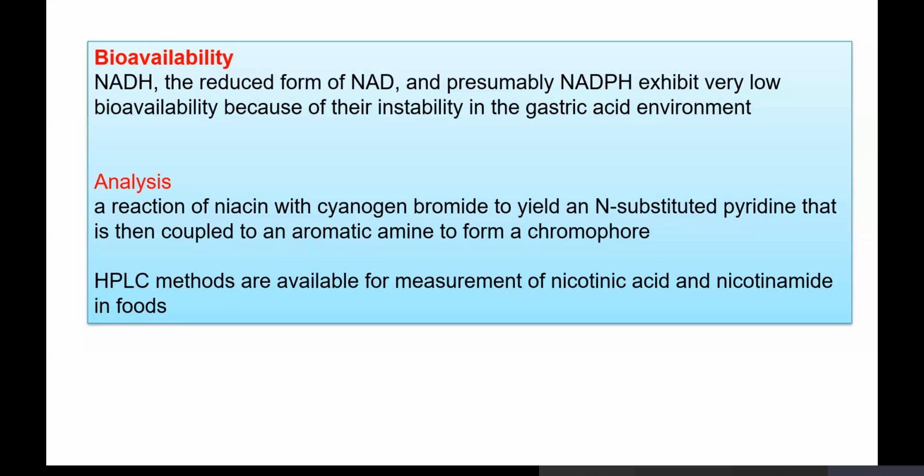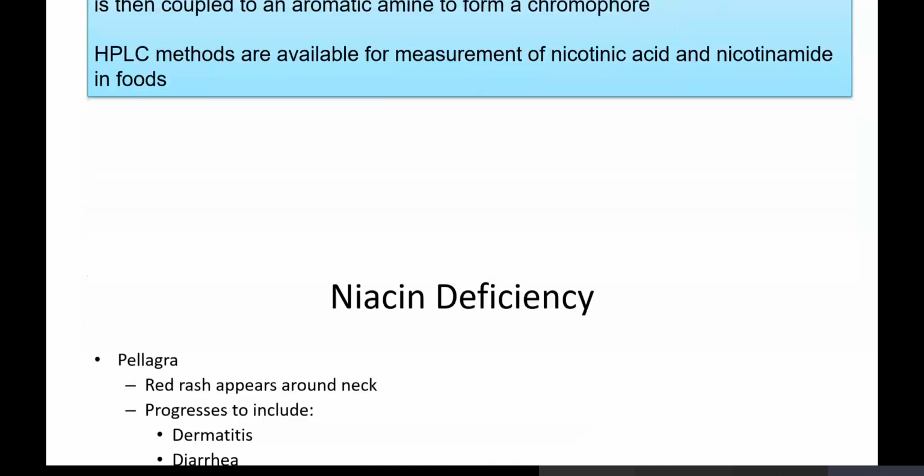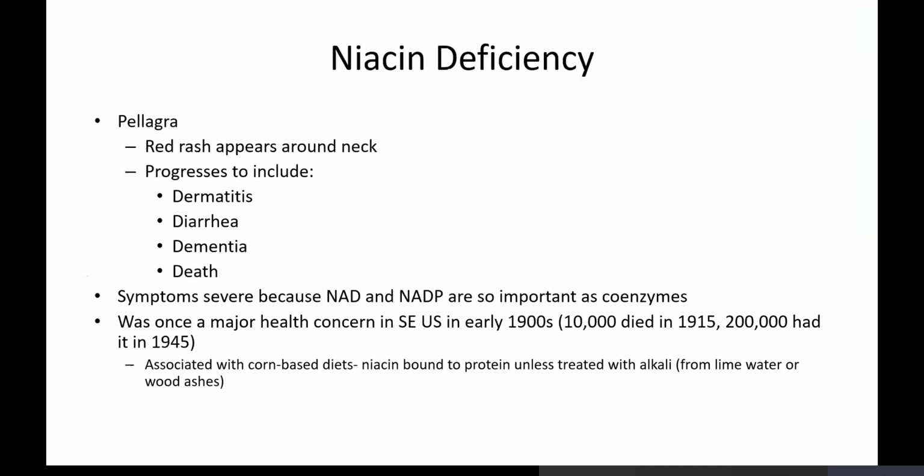So a reaction of niacin with cyanogen bromide yields an N-substituted pyridine, that is then coupled to an aromatic amine to form a chromophore, and this chromophore can then be measured either in the form of absorbance or fluorescence, or you can use other methods like HPLC or gas chromatographic methods for measurement of nicotinic acid and nicotinamide in foods. So what is the deficiency?